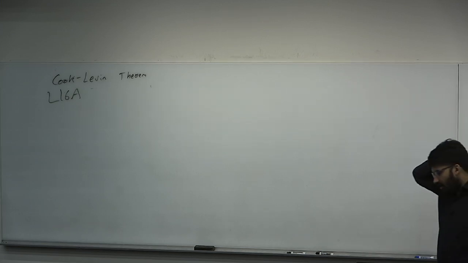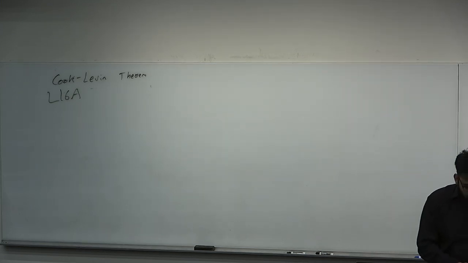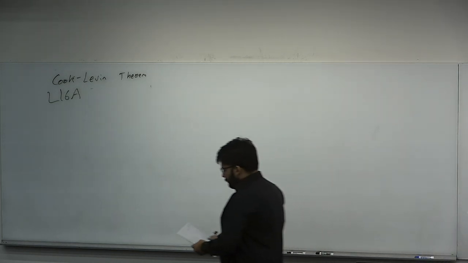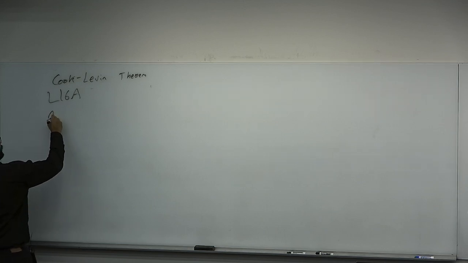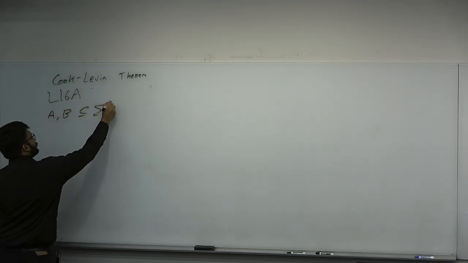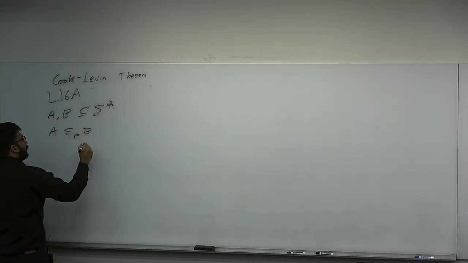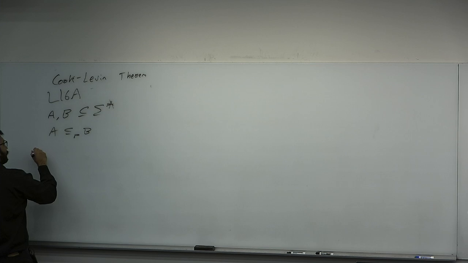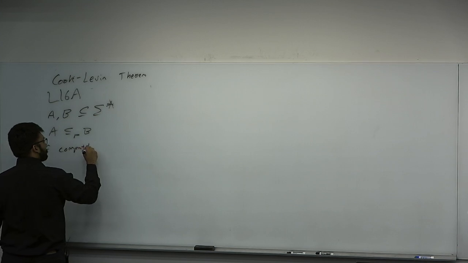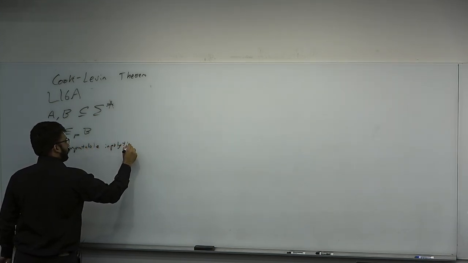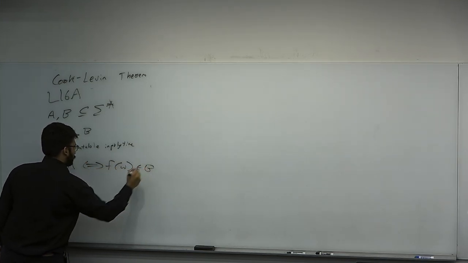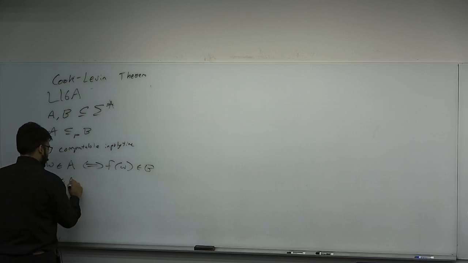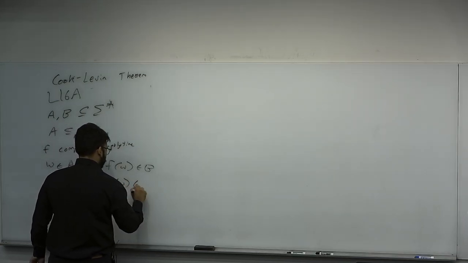Recall, in 3510, we talked a lot about NP completeness. We talked about it for maybe four or five lectures, depending on who you had it with. A polytime reduction is: if A and B are two languages in sigma star, we say that A is polytime reducible to B if there exists an F computable in polytime, and W is in A if and only if F of W is in B. And equivalently, W is not in A if and only if F of W is not in B.